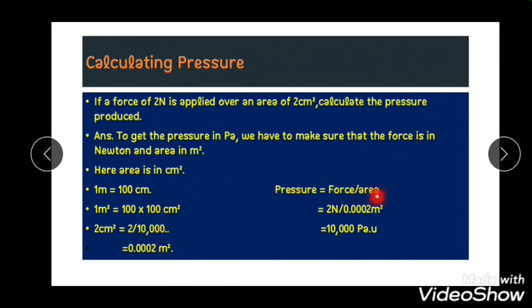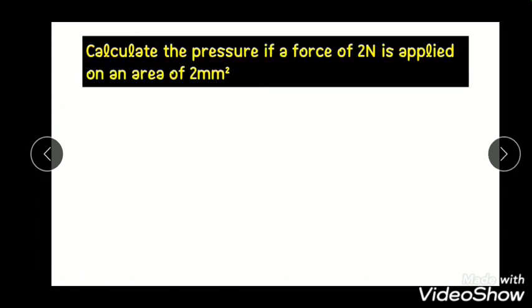So pressure is equal to force divided by area, 2 Newton divided by 0.0002 meter square. That is 10,000 Pascal. So we are getting pressure as 10,000 Pascal.